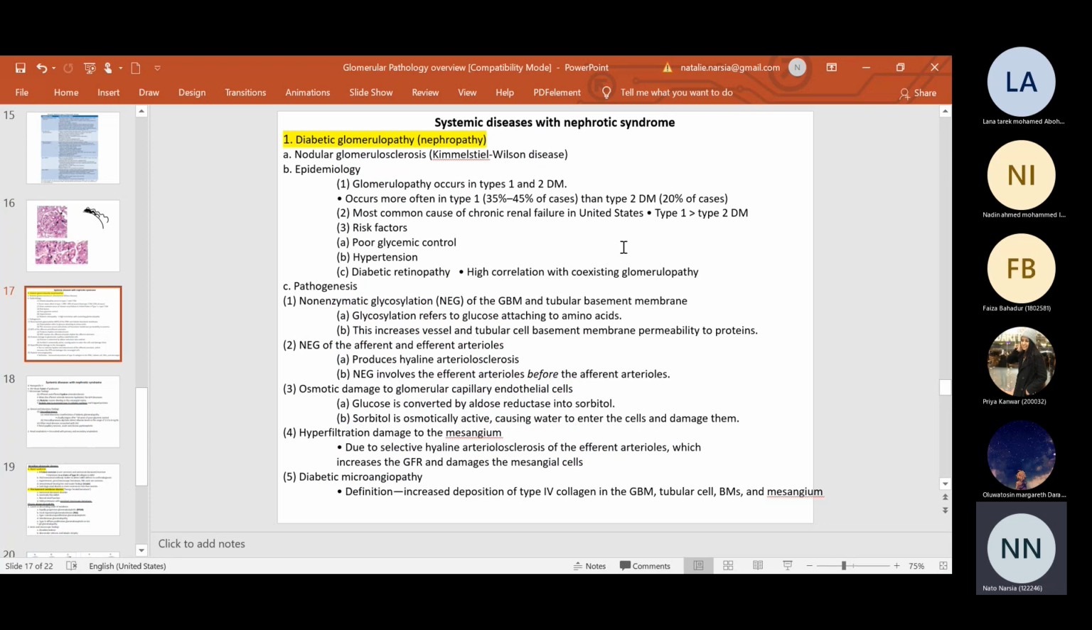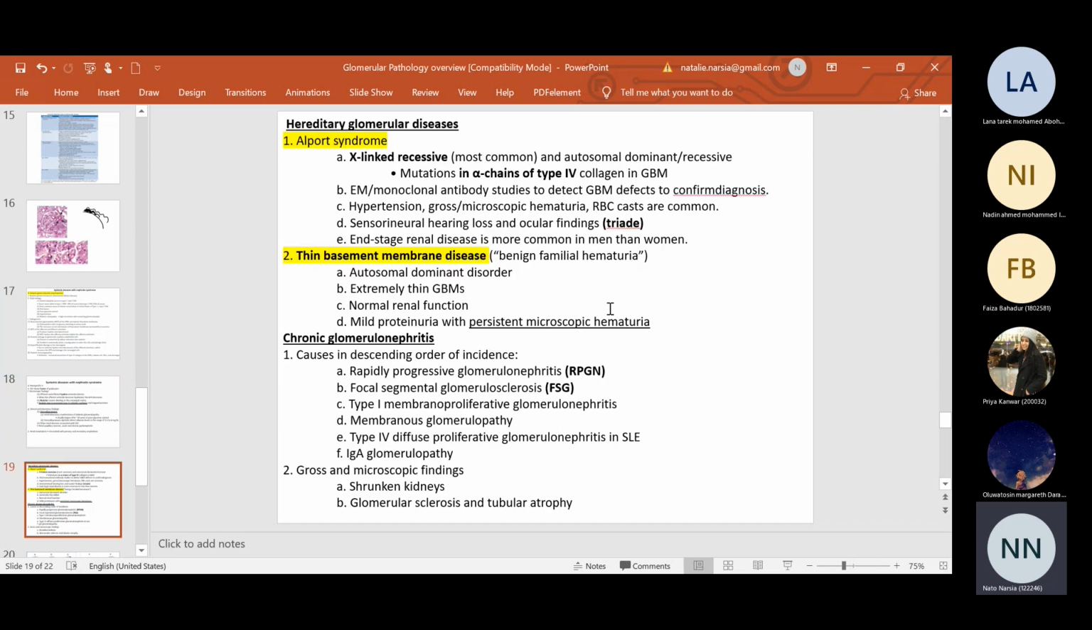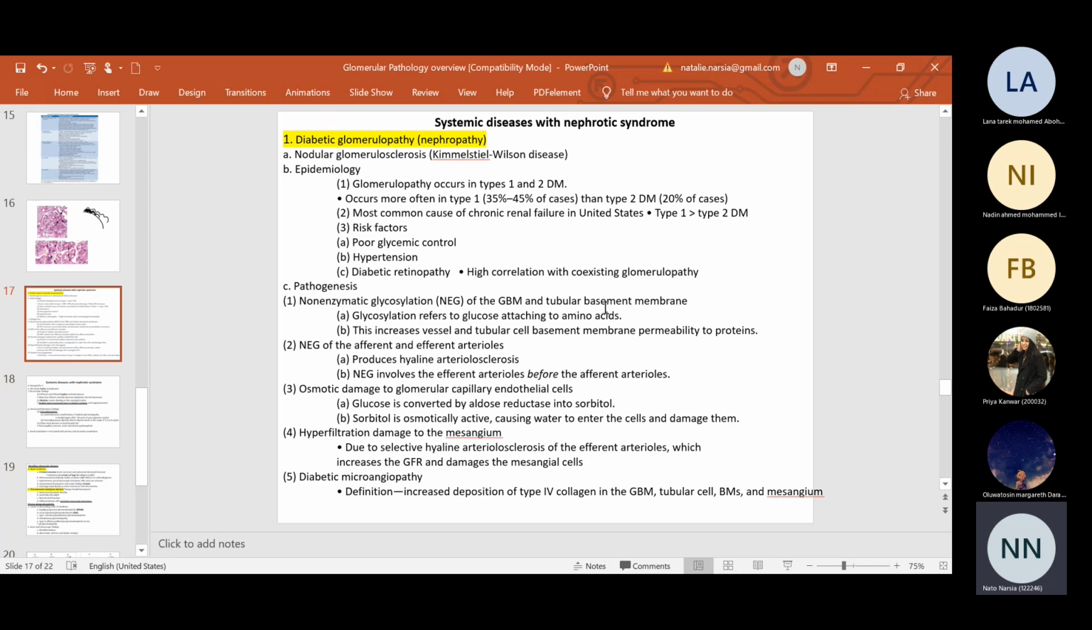Okay, systemic diseases. Now comes diabetic glomerulopathy, nephropathy. Systemic diseases, that is very, very important. Diabetic glomerulopathy, nephropathy: one is nodular glomerulosclerosis. Sclerosis, guys, like focal segmental glomerulosclerosis, you find this word there, and in diabetic glomerulopathy as well. And sclerosis means you have deposition of not collagen but hyaline. Here comes hyaline, and you know it from arteriolosclerosis, right?